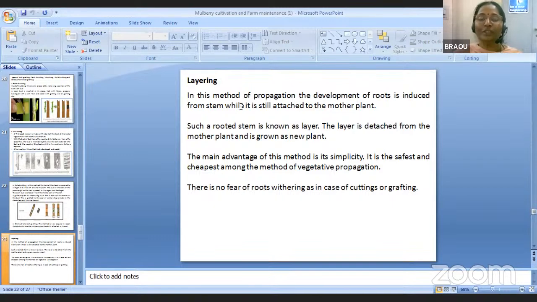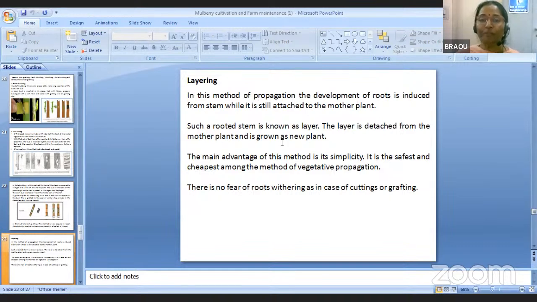So that is what is basically about layering while it is still attached to its mother. What you're generally going to do is bend a branch downwards and allow it to grow. Usually in some garden plants, we do this particular type of propagation, layering.